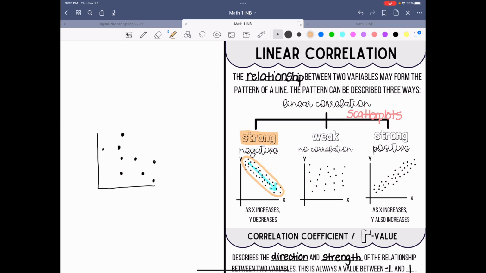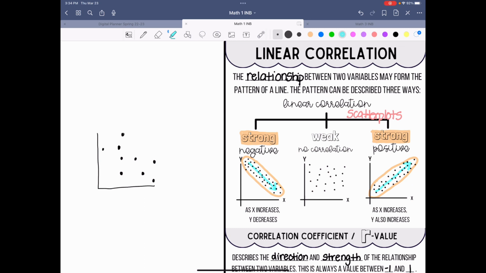We also have a strong pattern that is strong and positive. The reason this one is strong is because it's still clustered together. They're still grouped like a line, but this time they're going up, so they're both increasing. So these two are strong, and one is negative because it's going down, and one is positive because it's going up. Negative has nothing to do with strength. Strength means how close they are to each other.